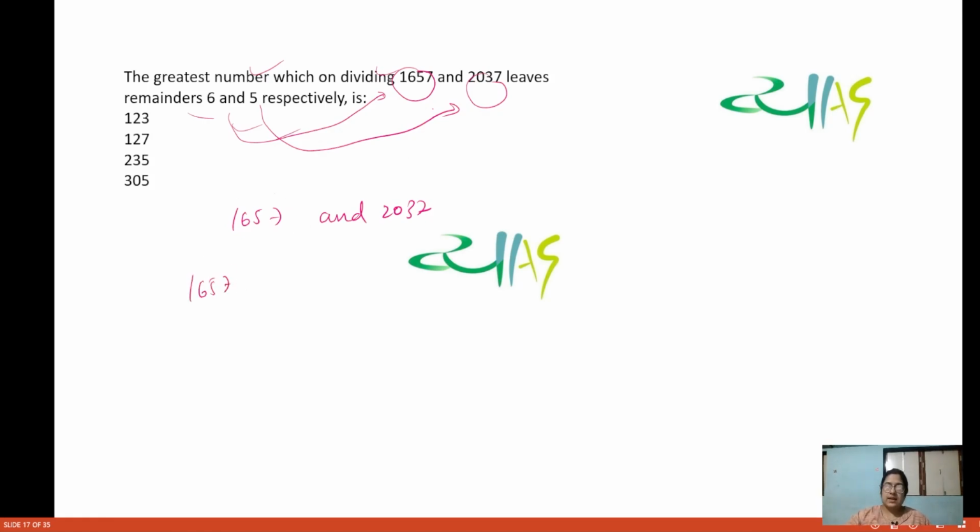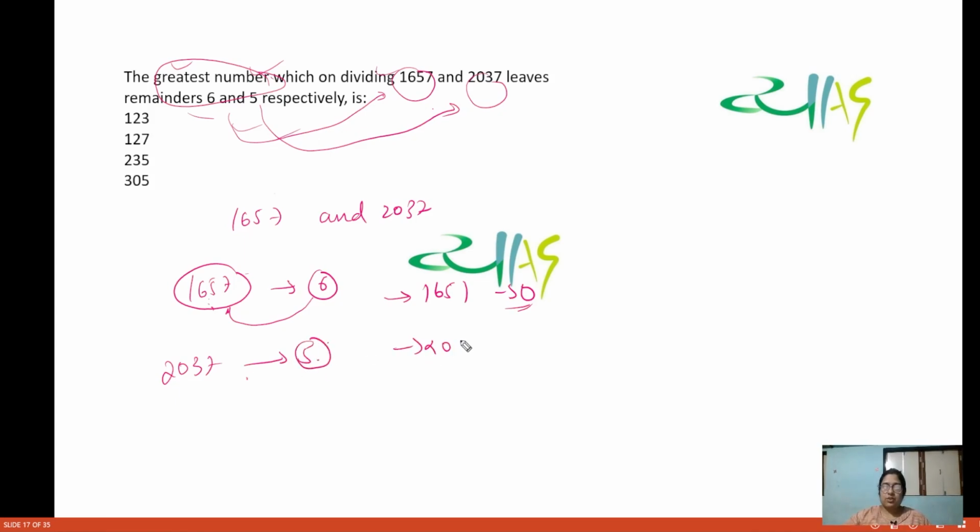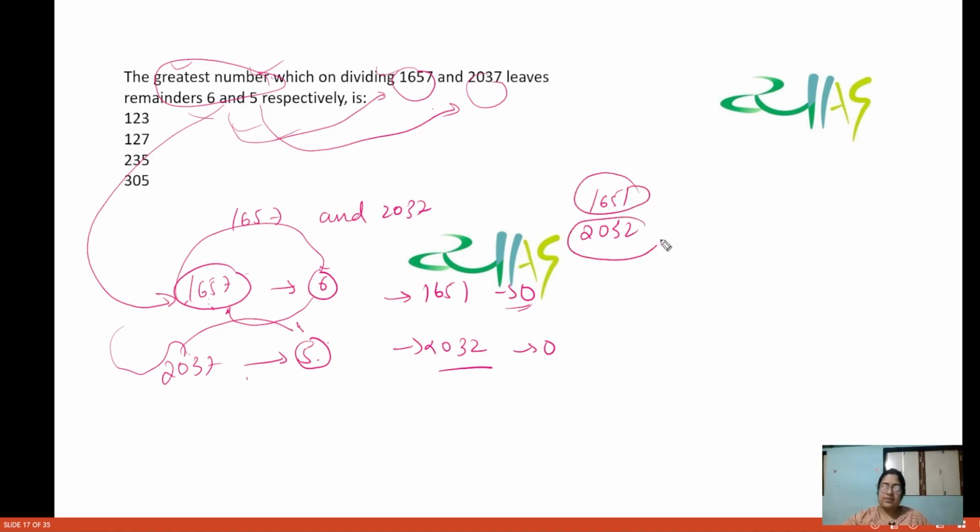So if any number 1657 gives the remainder 6, then any number which is 6 less than this number will give the remainder 0. So we have 1651 that will give the remainder 0 with this greatest number they are asking. And then we have 2037, which gives the remainder 5. So we have 2032 that will give the remainder 0 with the greatest number, that gives remainder 6 with this, and the greatest number that gives remainder 5 with this. All right, so basically now you have to find the HCF of 2032 and 1651. Okay, so that will give the remainder 6 with 1657 and that will give the remainder 5 with 2037.